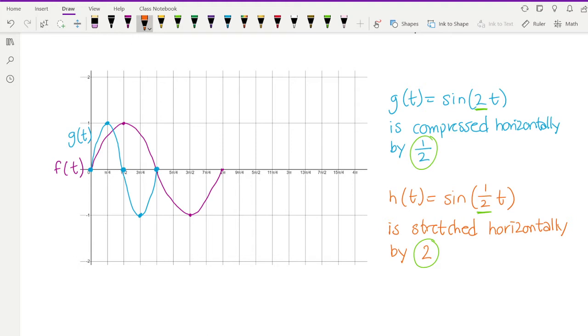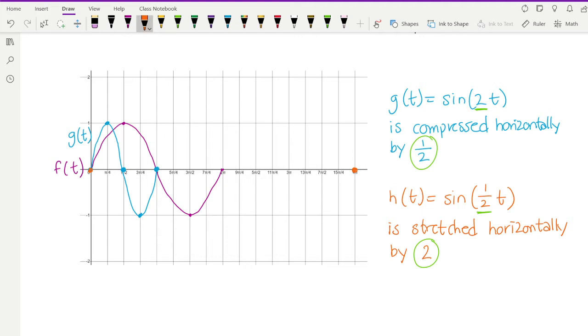Okay, so what is this graph going to look like? Well, instead of having its cycle go from 0 to 2 pi, if it's stretched horizontally by 2, it should go from 0 to 4 pi, right? So now it's still going to start at 0, 0, but the end of its cycle will be at 4 pi. And again, now we can just use symmetry.